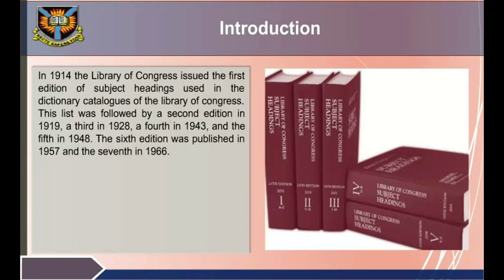Introduction. In 1914, the Library of Congress issued the first edition of subject headings used in the dictionary catalogs of the Library of Congress. This list was followed by a second edition in 1919, a third in 1928, a fourth in 1943, and the fifth in 1948. The sixth edition was published in 1957, and the seventh in 1966.